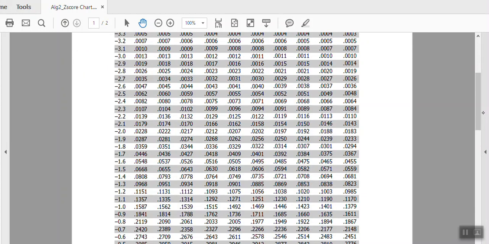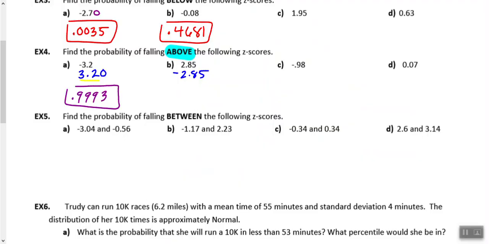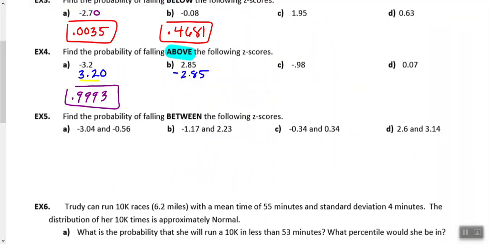Negative 2.8. Close to the top up here. Okay, so here's my negative 2.8. And I wanted negative 2.85, I believe. Yes, negative 2.85. And that gives me this guy. So 0.0022. And that would be my probability, 0.0022.